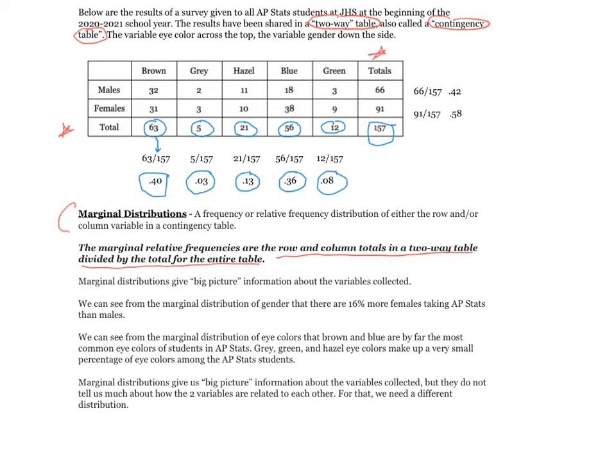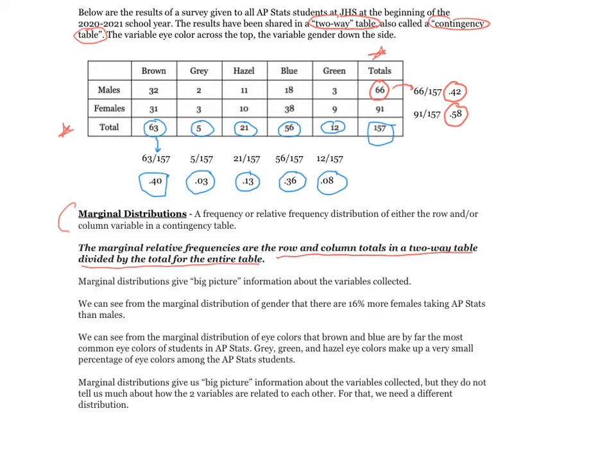We can also do the marginal distribution for gender in our table, where we take the total for the males, 66, and divide it by the total for the table, 157. Gives us 42% of the AP Stat students are male. And then we do the same for the females. We have 91 out of 157, gives us 58% of the AP Stat students this year are female.